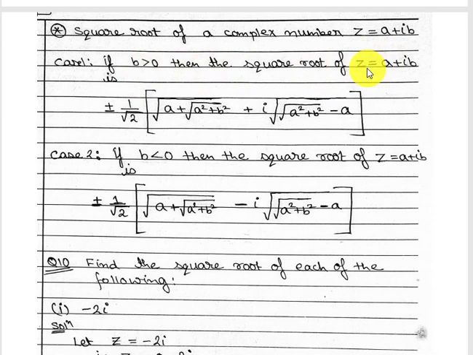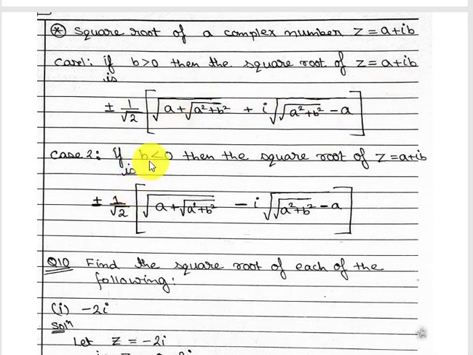the square root of the complex number will be equal to plus minus 1 upon square root of 2, and in the whole bracket, square root of a plus square root of a square plus b square, plus i, then inside the root, square root of a square plus b square minus a. So you have to remember this formula. Both the cases you have to remember. So this is the case when b is greater than 0, and we will use this to find the square root.